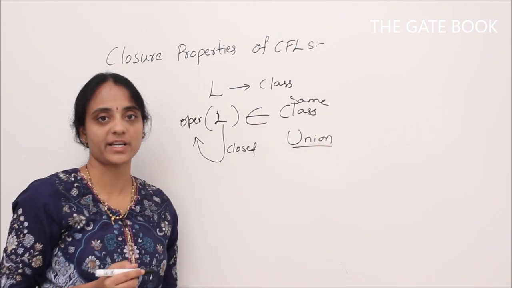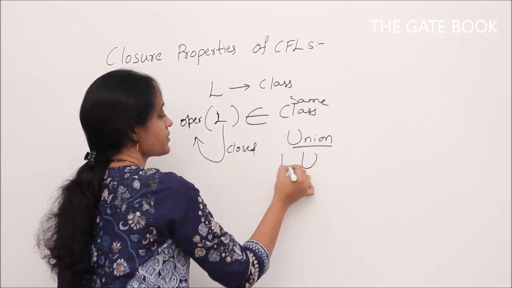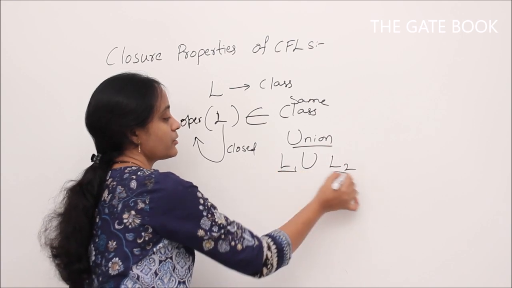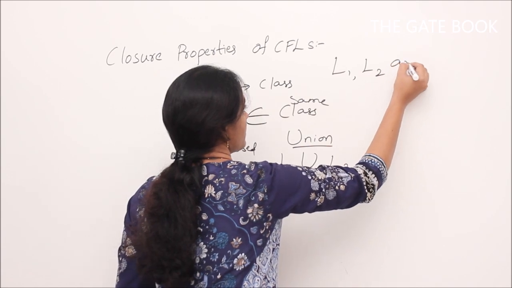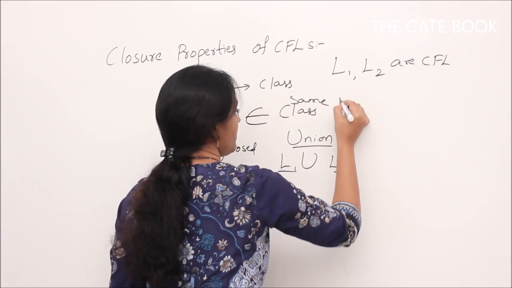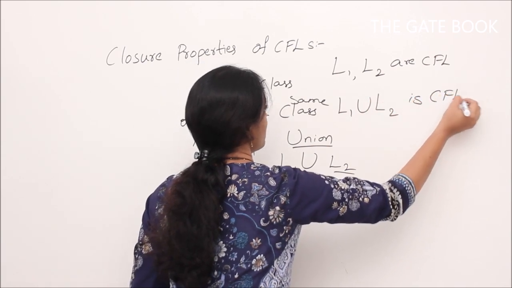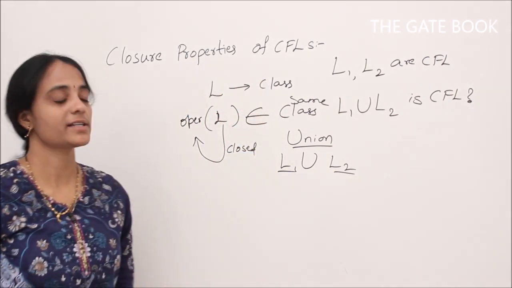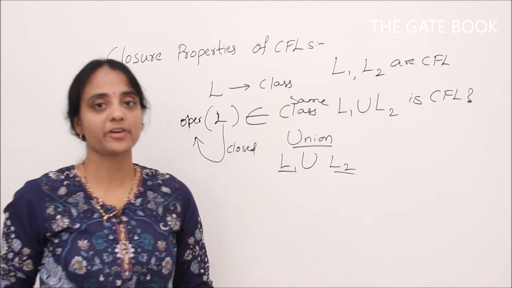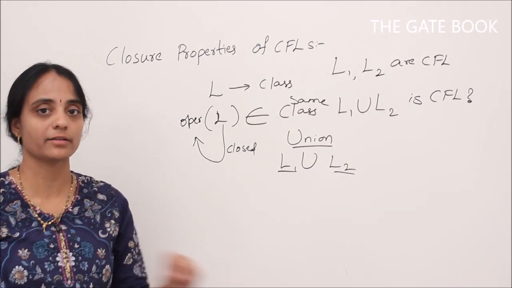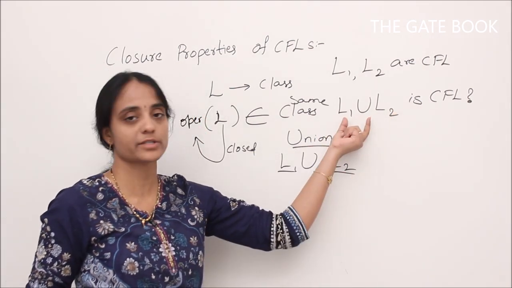Union is one operation which needs two elements to be applied, right? So to do union we always need two sets, correct? So we take two languages L1 and L2 which are context free. Then we should say whether L1 union L2 is context free or not. If it is context free, we say that context free languages are closed under union. Not just for one example; if it is context free always, then only we can say that context free languages are closed under union.